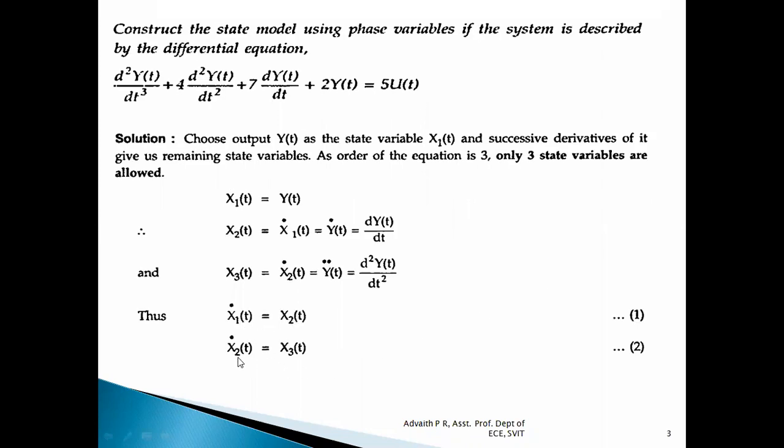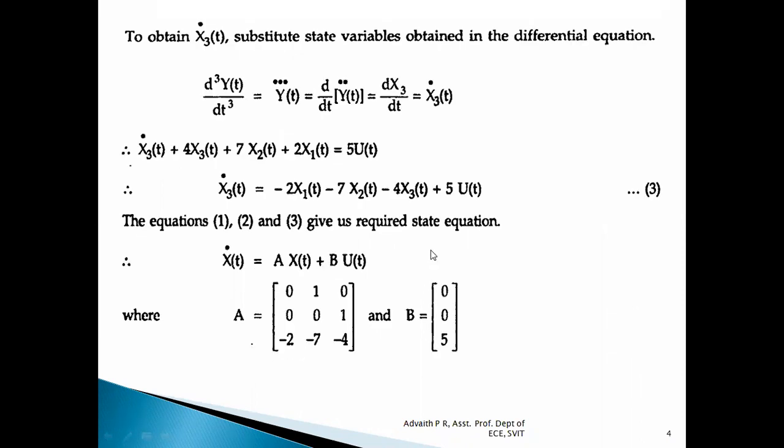The second equation is x2 dot of t is equal to x3 of t. The third equation is with respect to x3 of t: x3 dot of t equals minus 2x1 of t minus 7x2 of t minus 4x3 of t plus 5u of t. Now using these 3 equations, we can get the matrices or state model which we require.